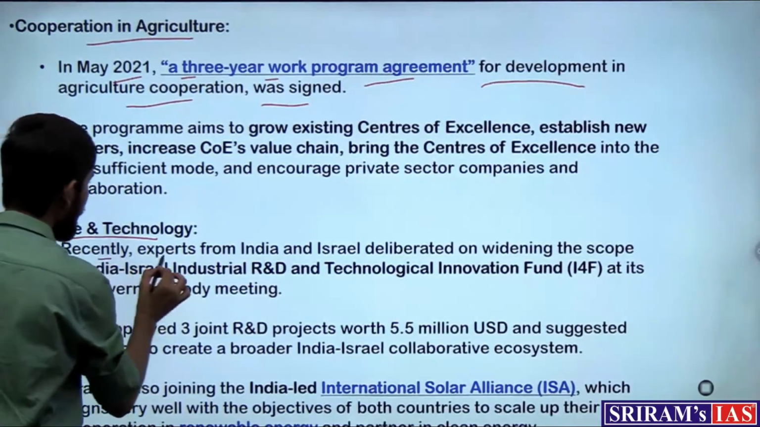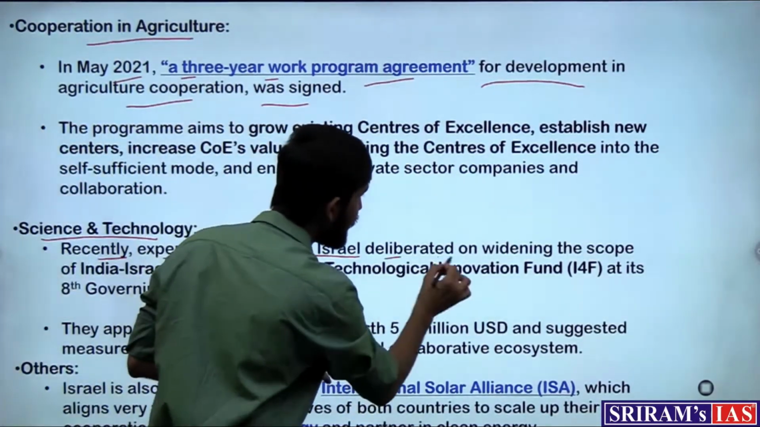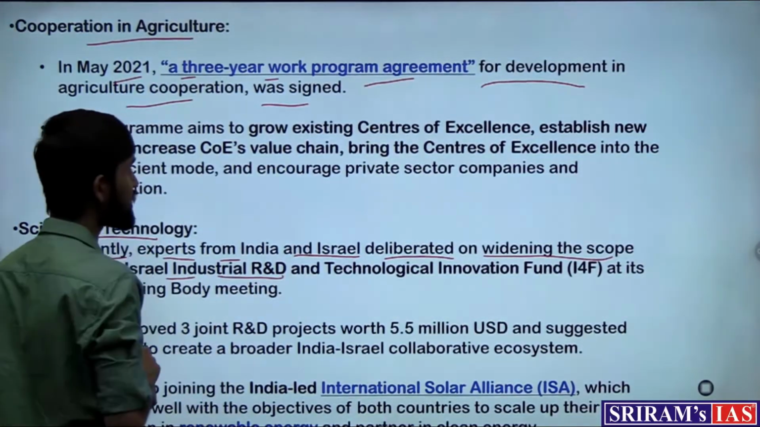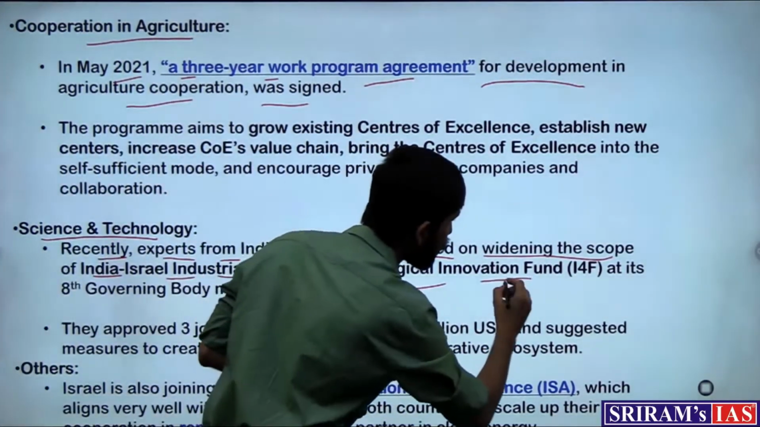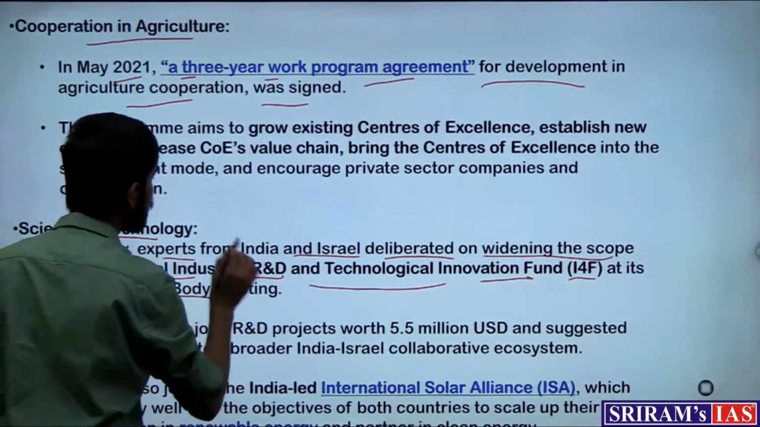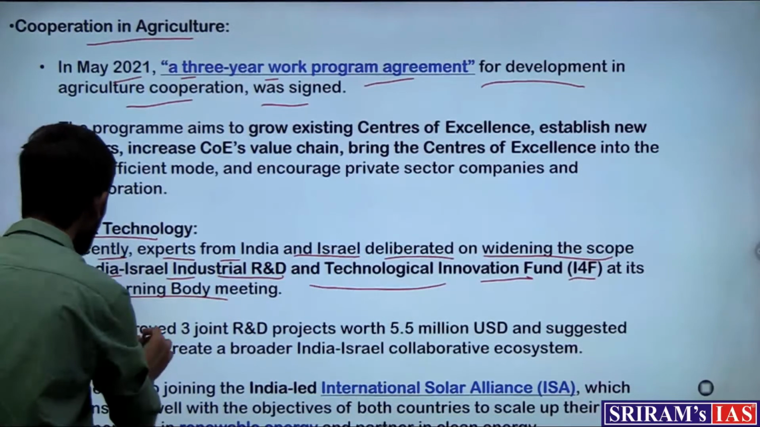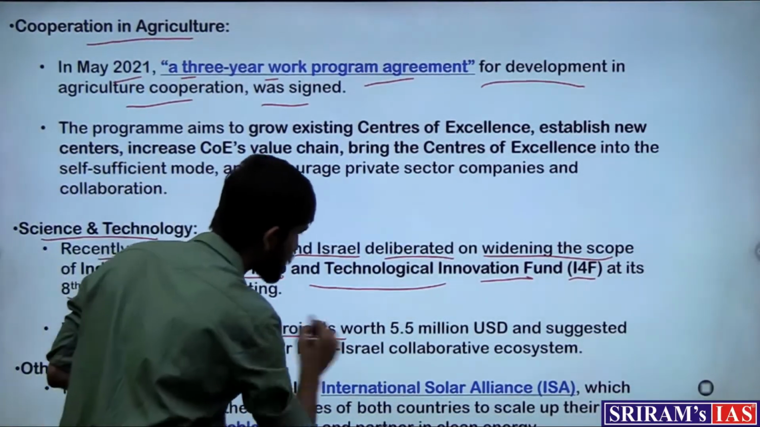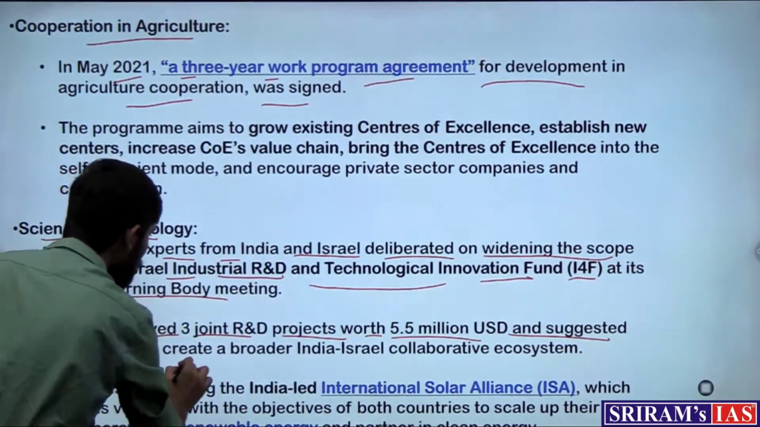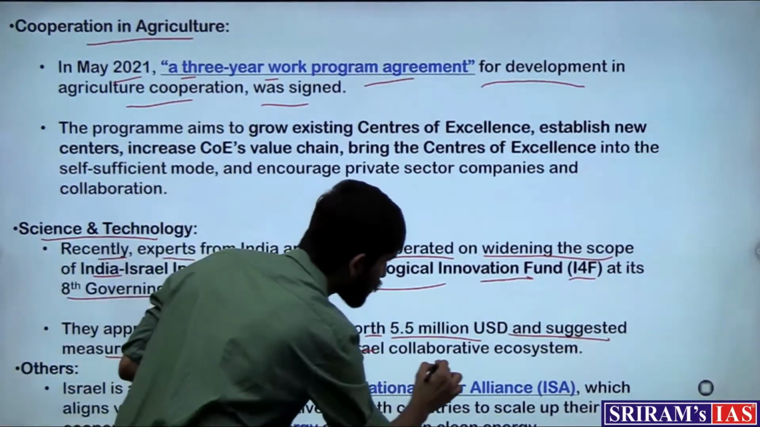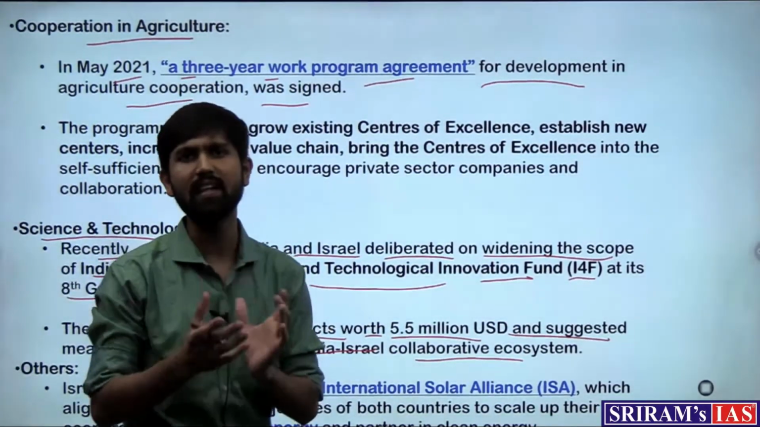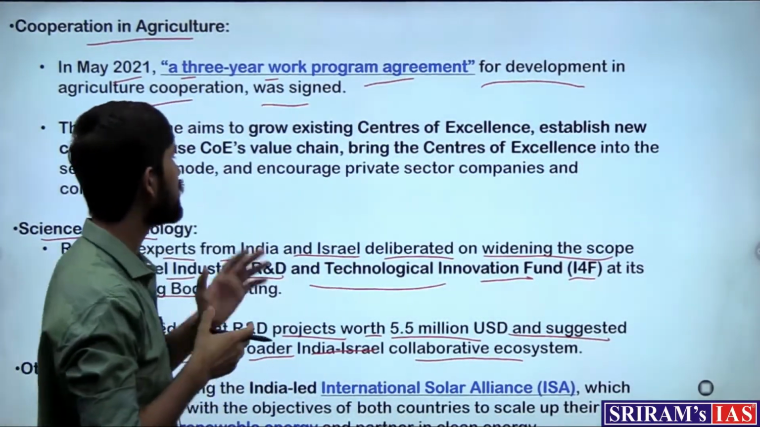Experts from India and Israel deliberated on widening the scope of the India-Israel Industrial Research and Development and Technological Innovation Fund, which is also known as I4F, at its 8th governing body meeting. They approved 3 joint R&D projects worth $5.5 million and suggested measures to create a broader India-Israel collaborative ecosystem. So we can see that on all these fronts, India and Israel are quite tied up with respect to their trade relations.